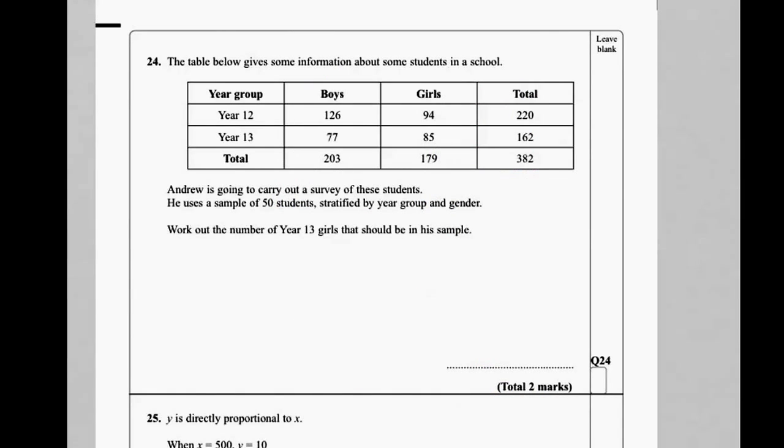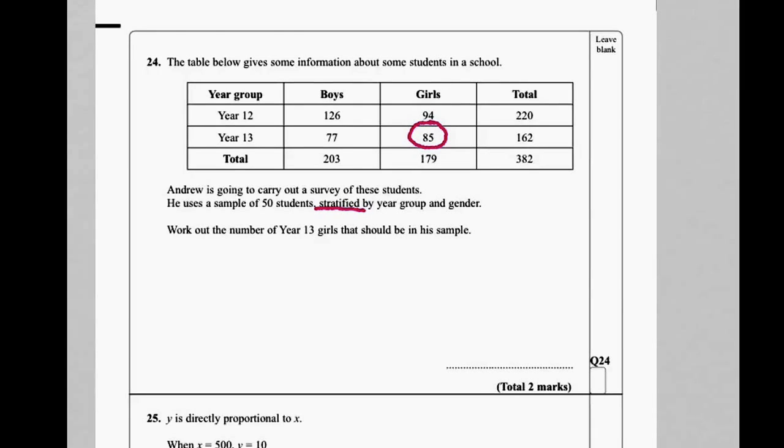The table below gives some information about students in a school. Andrew's going to carry out a survey of these students. He uses a sample of 50 students stratified by year group and gender. Work out the number of year 13 girls that should be in a sample. So this is the bit of information needed.